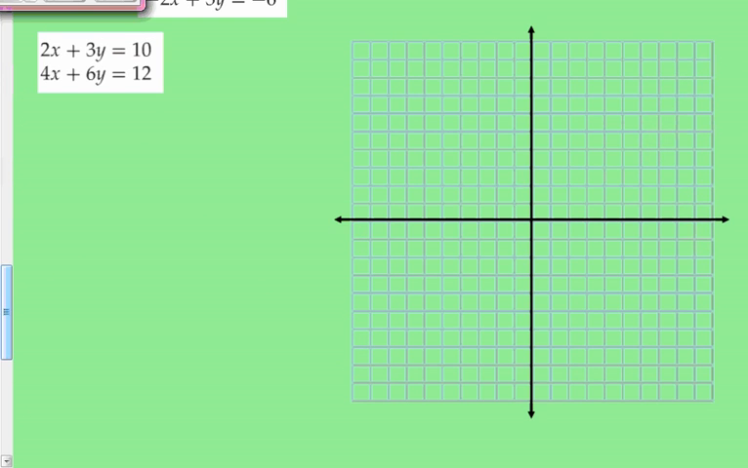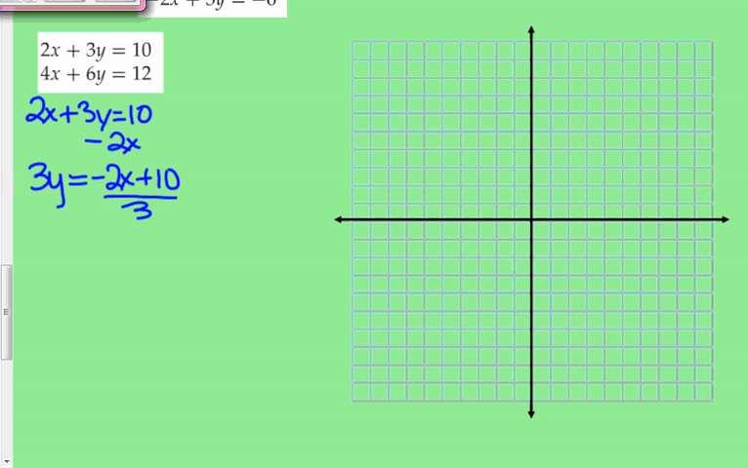Now, we're going to try this set of equations as our last example. So first one is 2x plus 3y equals 10. We'll subtract our 2x. We're putting this in slope-intercept form, negative 2x plus 10, divide by 3. We're going to end up with y equals negative 2/3 x, just leave it as a fraction, plus 10 over 3. That doesn't simplify, just leave it like that.